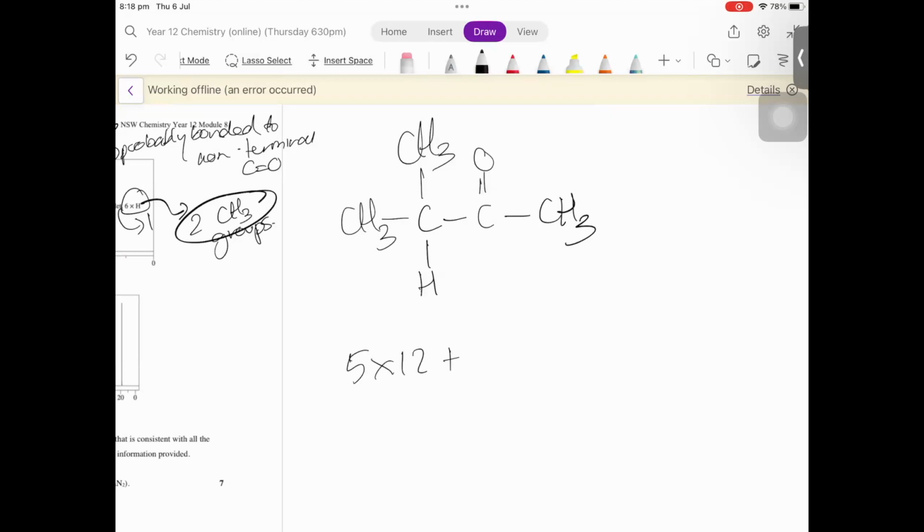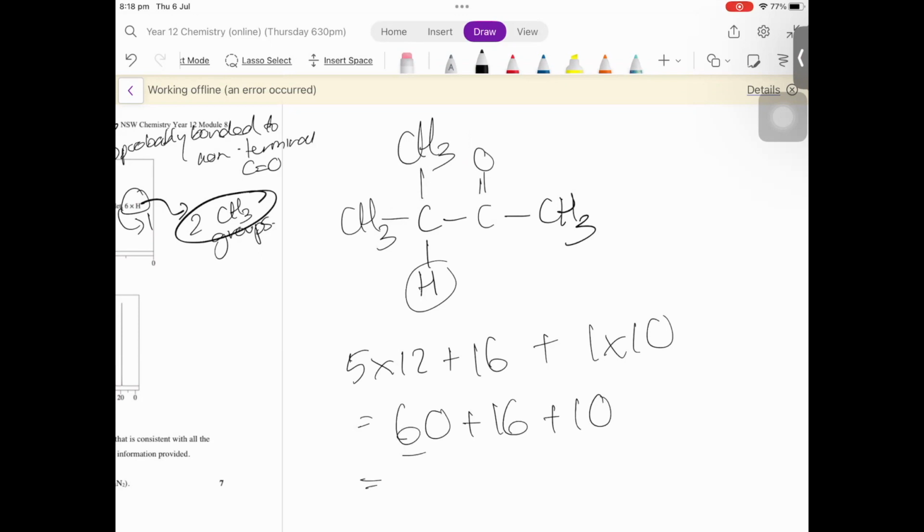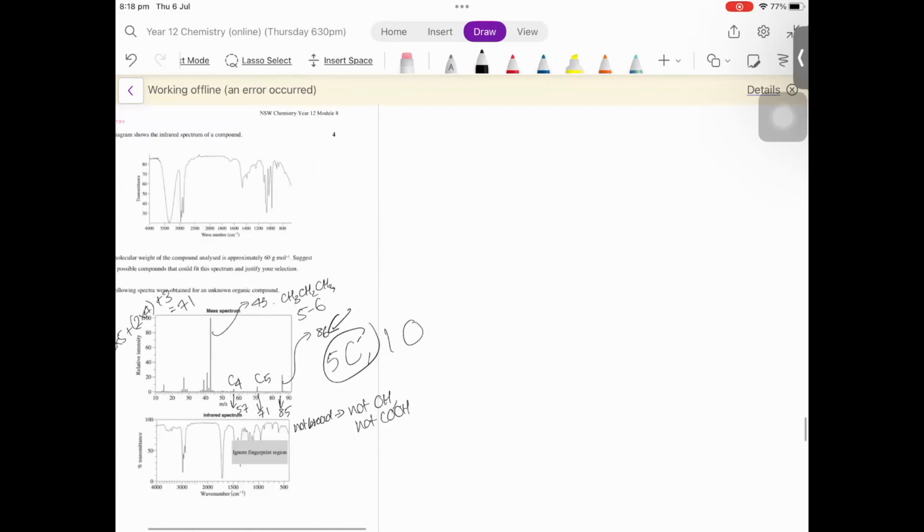And then plus, you have 1 oxygen, so that's going to be plus 16. And then you have 3, 6, 9, 10 hydrogens, so plus 1 by 10. If I pop this into the calculator, 5 by 12 gives me 60, plus 16 plus 10 is 60, 70, 86. Okay, so I've confirmed my mass spectrum.